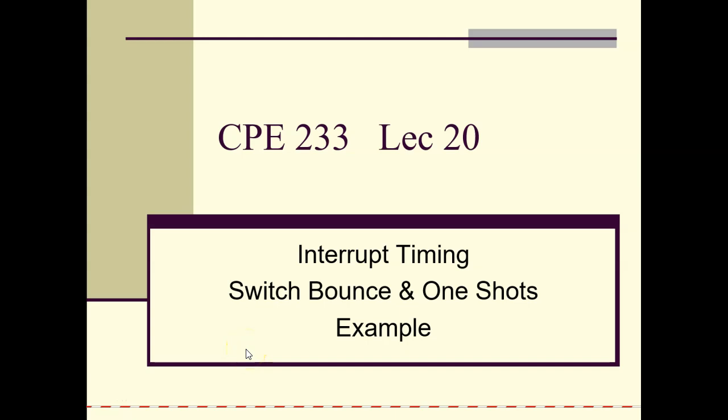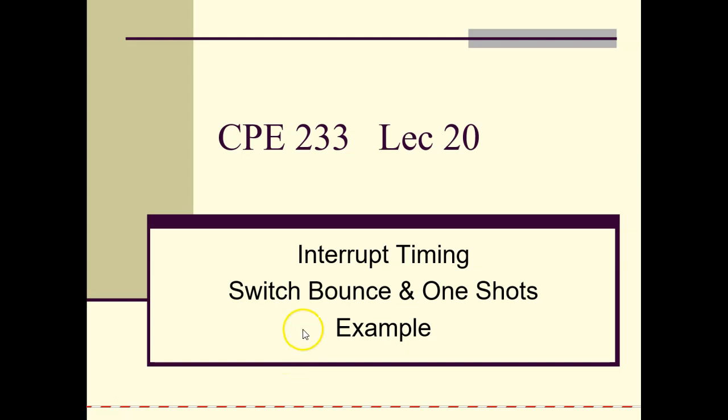This is CPE 233. This is lecture 20. What we're going to talk about here is some preliminary stuff for some later experiments. So what we're interested in namely is the interrupt timing. We'll introduce some new concepts here, which is essentially switch bounce and how to deal with it, namely one-shots, and then an example. The example is not going to be part of the lecture. It'll be part of another lecture 20 video.